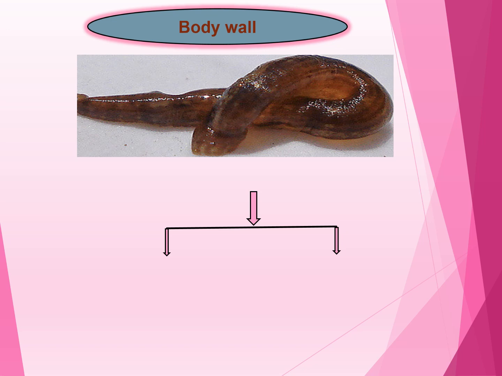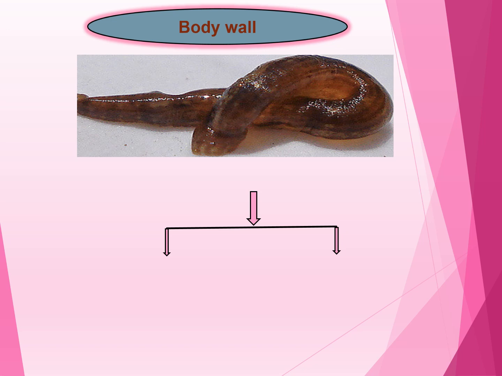Next to the epidermis, the third layer is the dermis. This is connective tissue. The fourth layer is the muscular layer, where circular and longitudinal muscles are present.